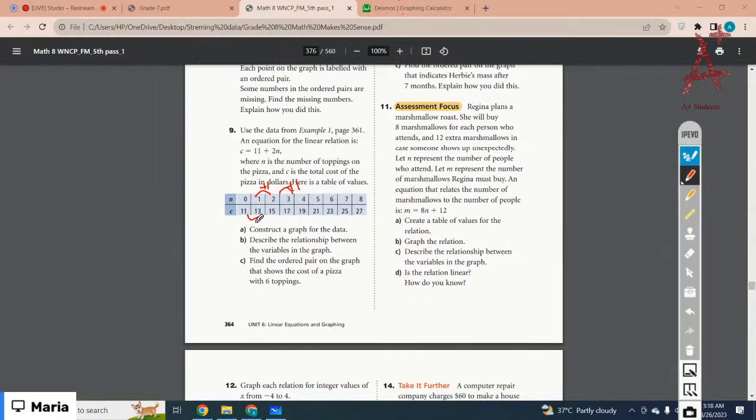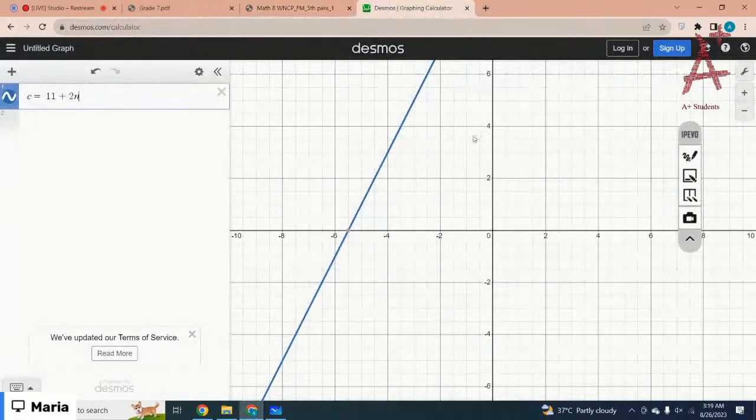11 plus 2 is 13. 13 plus 2 is 15. 15 plus 2 is 17. And the values of C are increasing by 2. That means the relationship between N and C is, when N increases by 1, C increases by 2, right? With 6 toppings, you have to look for the value in the graph, right? When N is 6.